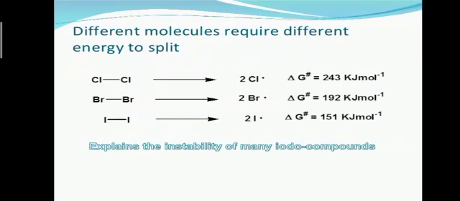Here you can see an example. This is a chlorine molecule, bromine molecule and iodine molecule. The bond between these molecules is broken and the free radicals are formed. They have some energy needed to break the bond. For chlorine, the highest amount of energy is required to break the bond, that is 243 kJ per mole. Bromine requires less energy as compared to chlorine to break the bond, that is 192 kJ per mole. And the iodine requires the least amount of energy.